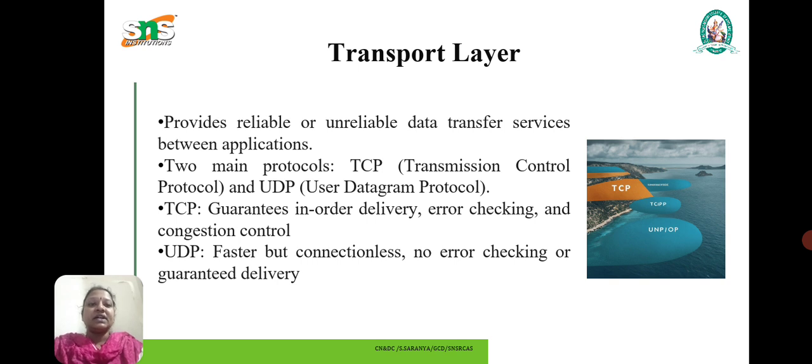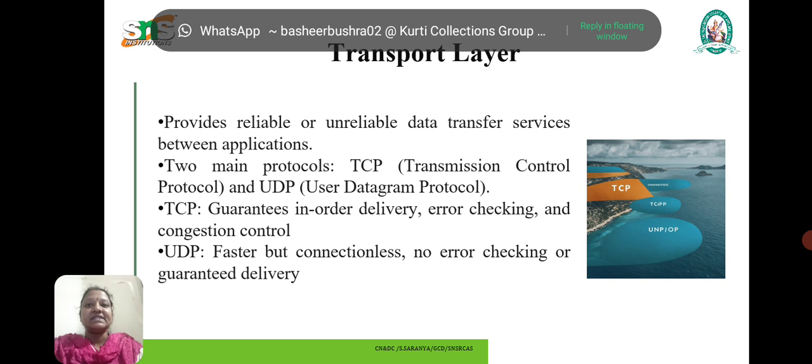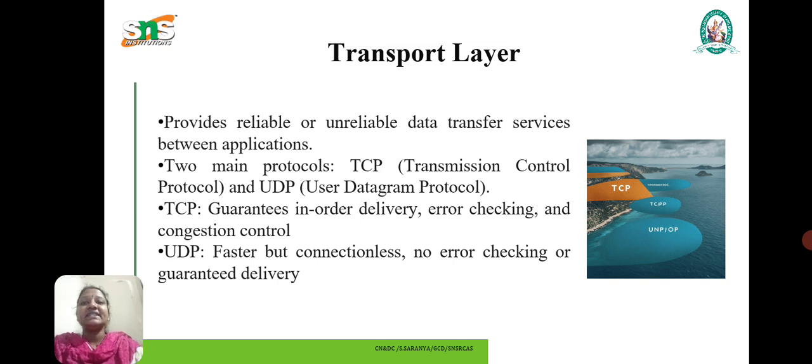TCP establishes a connection with the receiving device in order to deliver data packets. It also checks for errors and implements congestion control to avoid overwhelming the network. UDP, on the other hand, prioritizes speed over reliability. It doesn't establish a connection, doesn't coordinate delivery, and doesn't perform error checking. This makes UDP suitable for real-time applications like video streaming or online games.